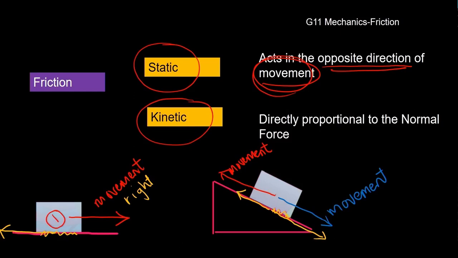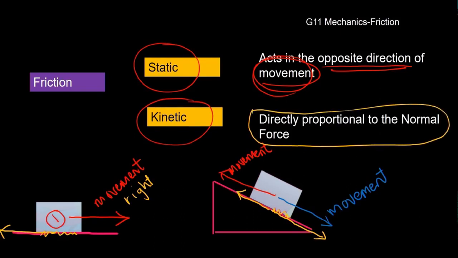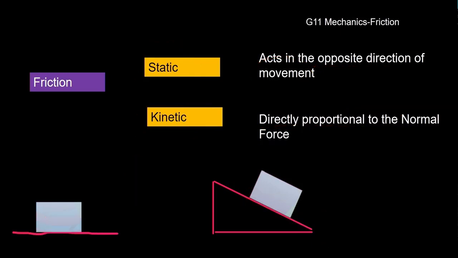Our second thing that we need to really get to grips with is that the frictional force, both static and kinetic, is directly proportional to what? Well, to the normal force. It's directly proportional to the normal force. We get our equations from this relationship. We're going to have a look at them in a moment. But let's look at how that's going to impact our drawings and what the forces are going to look like.